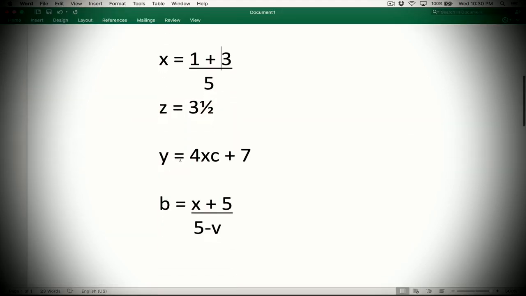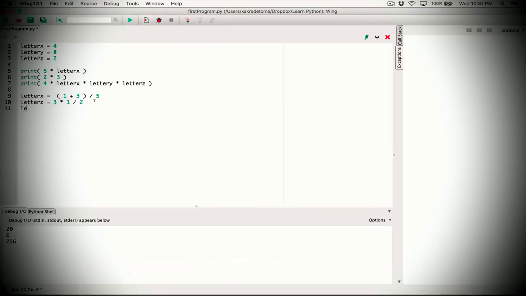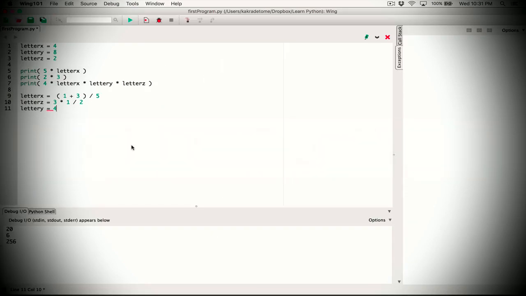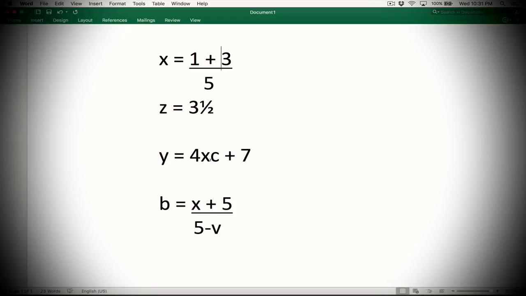The next one is y is equal to 4xc plus 7. We know 4xc are multiplying, so 4 times x times c plus 7. And so the way you write something like this is by saying letter y is equal to 4xc, which is 4 times letter x times letter c. We don't know what letter c is, we haven't declared it. So let's come up here and declare letter c, initialize it to, let's say, 8 or 7. So 4 times letter z times letter c over here.